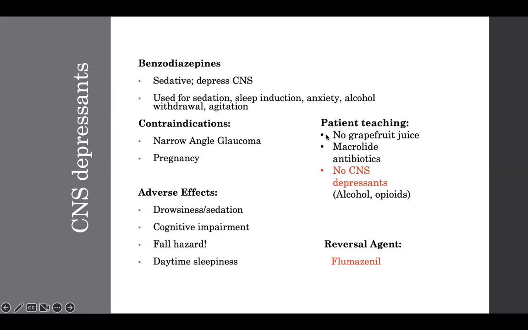And then for patient teaching, you have to make sure that they do not drink any grapefruit juice. They cannot take it with macrolide antibiotics, and then no CNS depressants. This one's very, very important that they do not mix alcohol or other opioids with these benzodiazepines. And then the reversal agent is flumazenil.